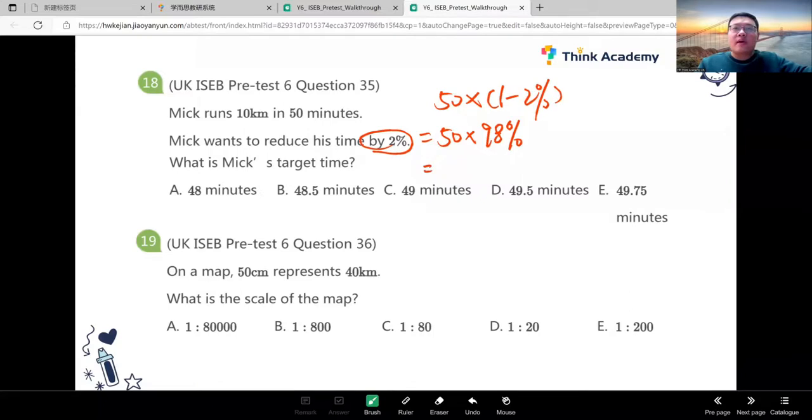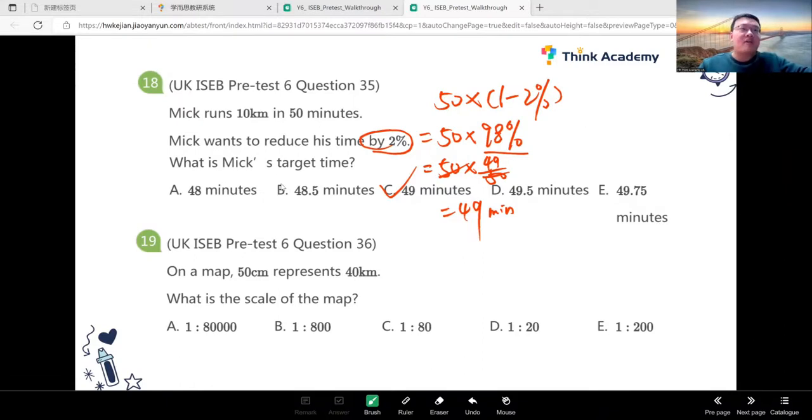So which will be 50 times, if we reduce this one, then it can be 49 over 50, and this 50 will be canceled out. So the final answer will be 49 minutes. So you choose C. Okay.